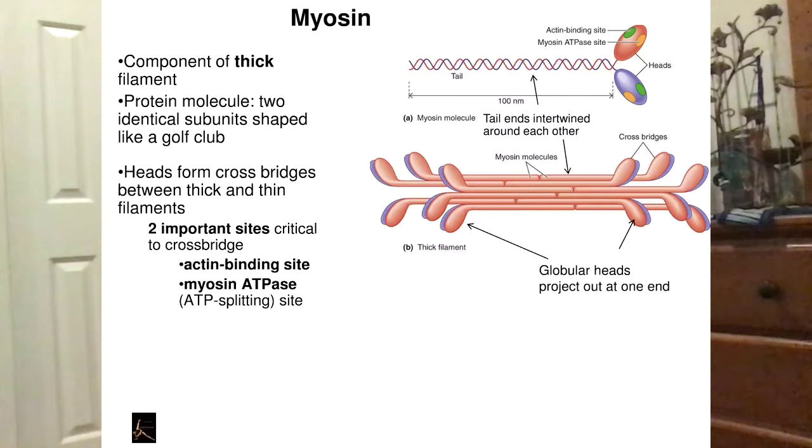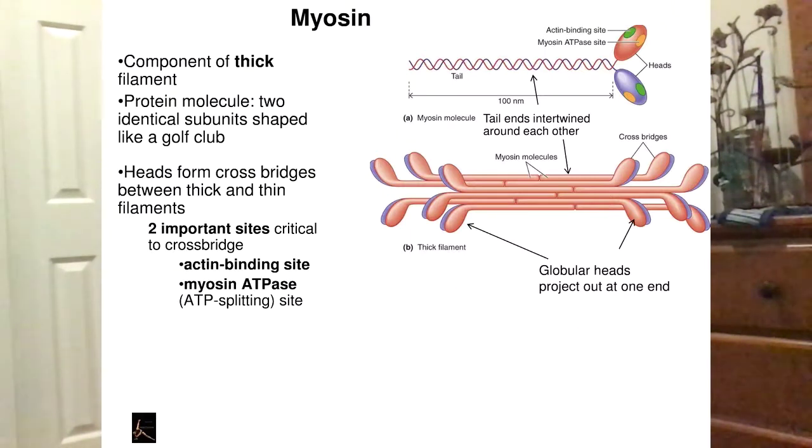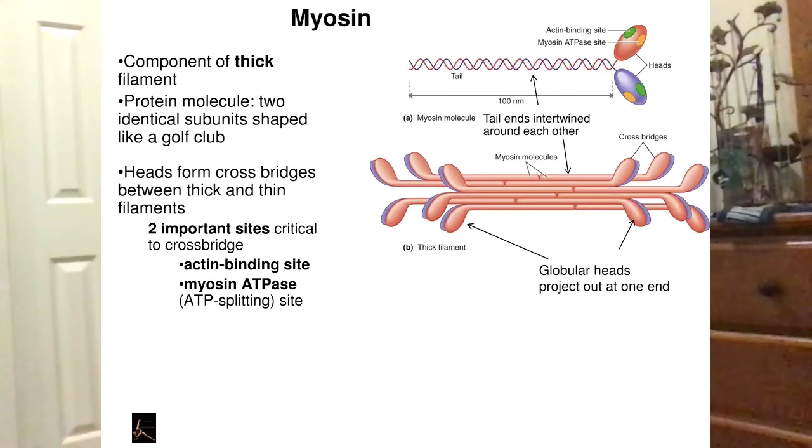ATPase is an enzyme which is going to help split ATP. Remember, ATP is adenosine triphosphate, three phosphates. If we can break off one of the phosphate groups, then that's where we're going to obtain energy from, allowing the myosin head to pull the actin. Alrighty, so you've got to remember the actin binding site and the myosin ATP site.